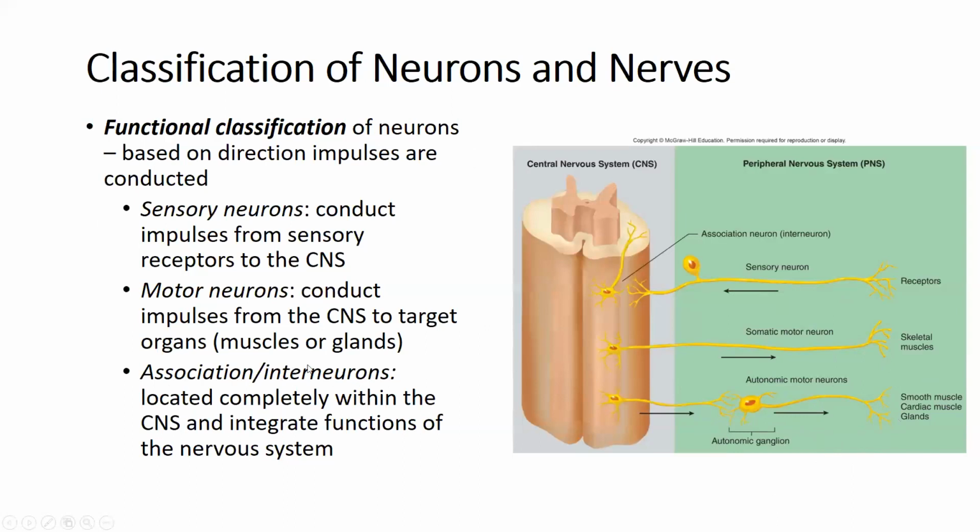Okay. And then the last type of neuron here, based on functional classification, is the association neuron or the interneuron. And these are specifically found within the central nervous system. These do not cross out to the peripheral nervous system the way the other types of neurons that we saw. So interneurons are really communicating within the CNS, and they help to integrate function within the CNS itself. They do not leave the CNS. Hence the term interneuron. So from one CNS neuron to another CNS neuron. Okay.